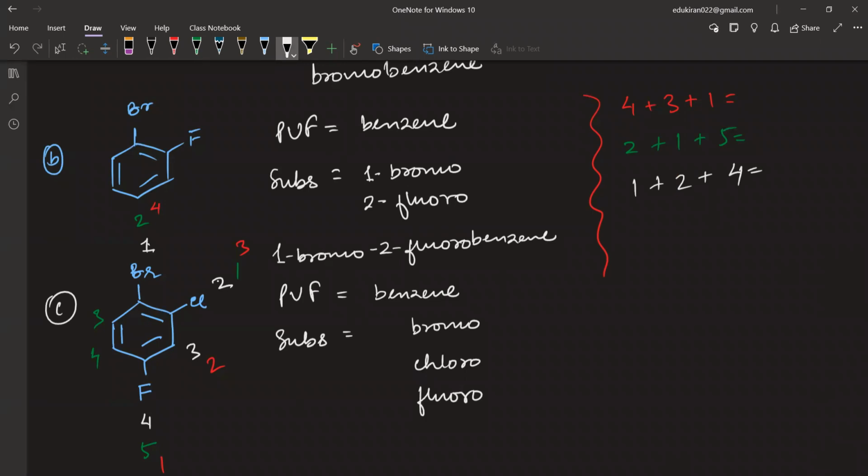Red, green, or white? Tell me. White, sir. White one. So that will be our preferred way of numbering things.